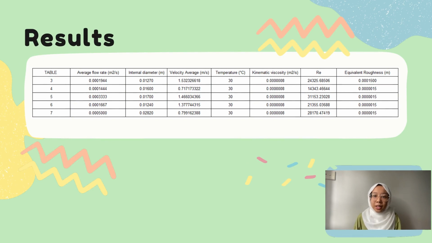So the last one is we calculate the average velocity for each table, the Reynolds number, and the equivalent roughness by using the formula given. From this data, we can do the discussion for this experiment.